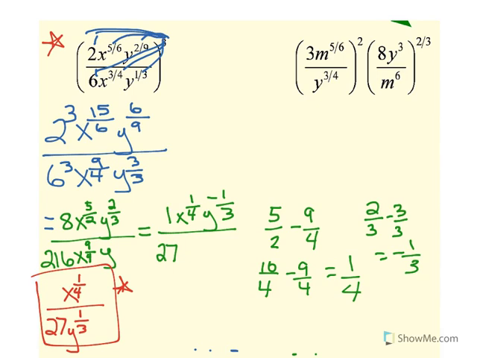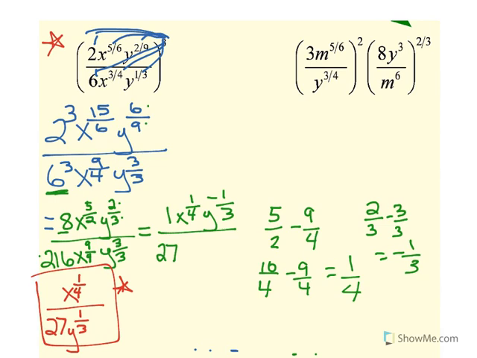So then I went ahead from blue to green and I simplified. 2 to the 3rd power is 8, and then I reduced my 15/6 to the 5/2. For y to the 6/9, I reduced that to y to the 2/3. On the denominator, I took my 6 to the 3rd power, simplified it as 216, and then I left x to the 9/4 because it could not be reduced, and y to the 3/3 is the same as just y to the 1st, or we could have written it as 3/3 if we'd wanted to.